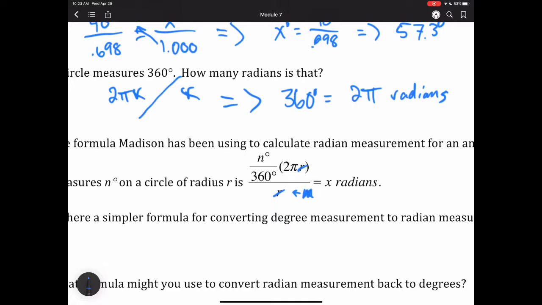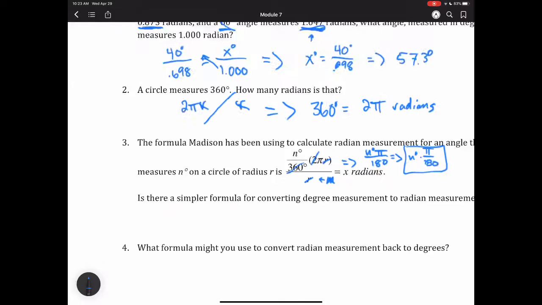Then we have n degrees times 2 pi divided by 360. I see that 2 is a common factor for 360, so I could reduce that, and it would be n degrees times pi over 180, just like that, okay? So here's a simplified version for finding radians.